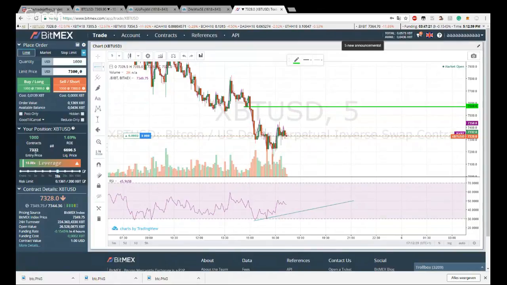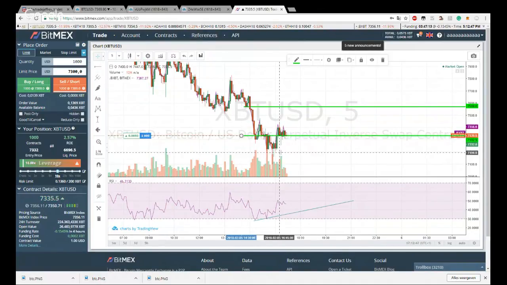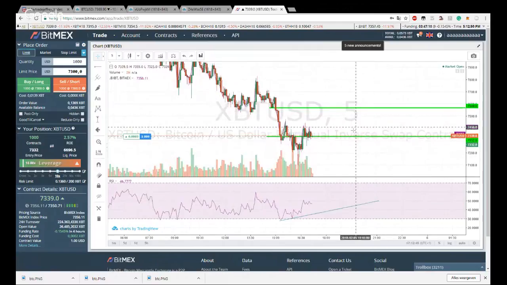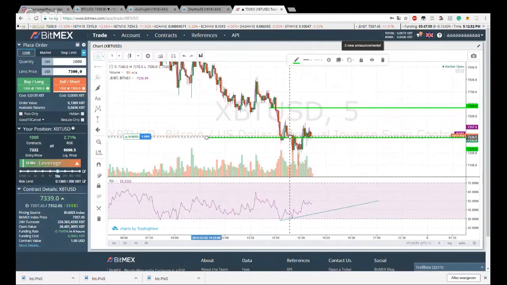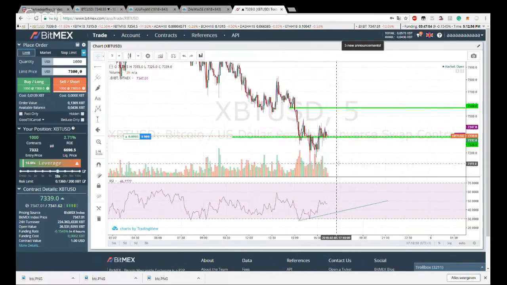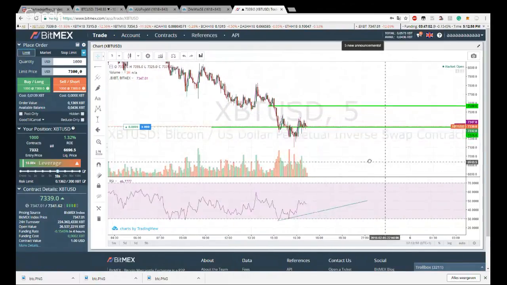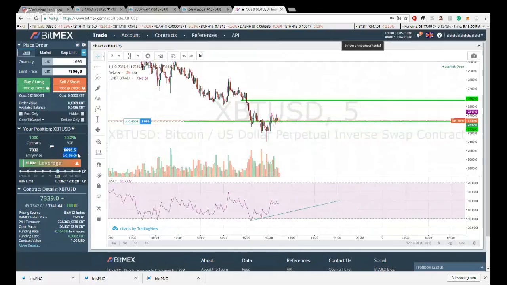My opening price is 7332. So that's around here. 7332. I'm just gonna move this sideways a bit. So this is my opening price. Now, as you can see, my liquidation price is 6696, which sits around, let's mark that in red.